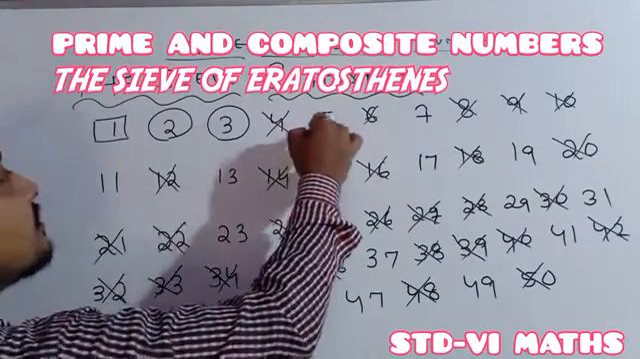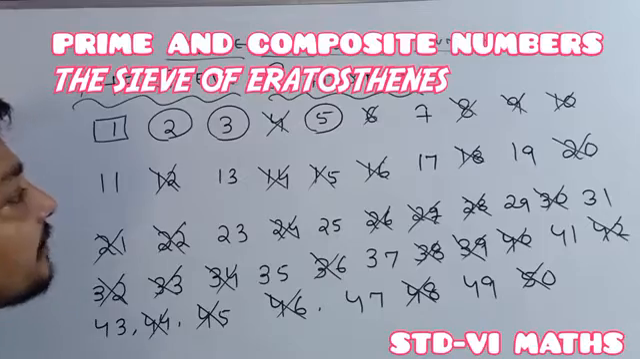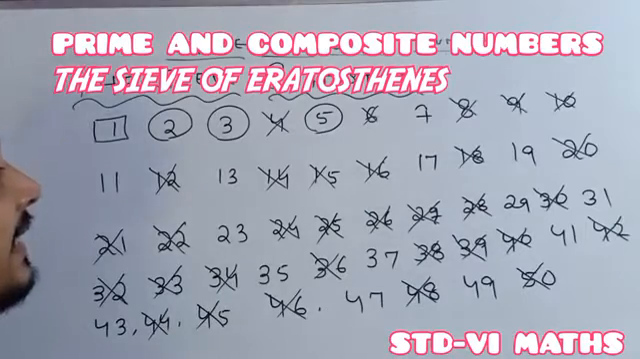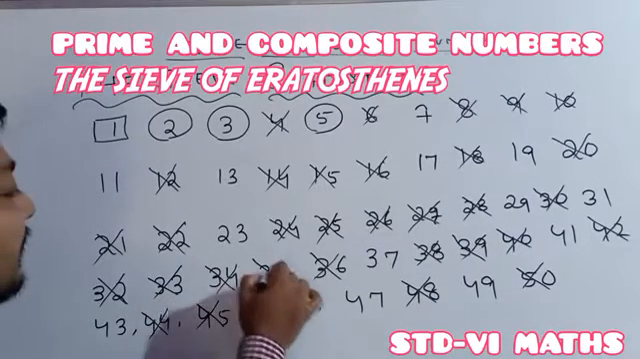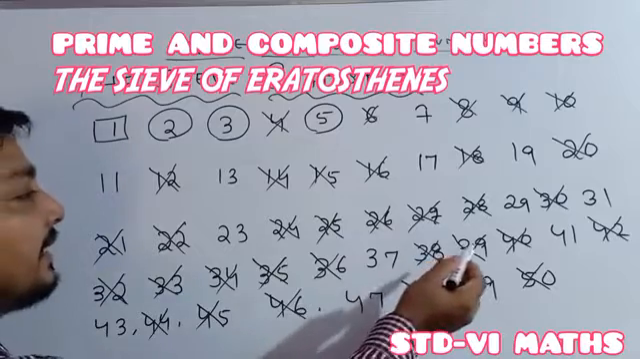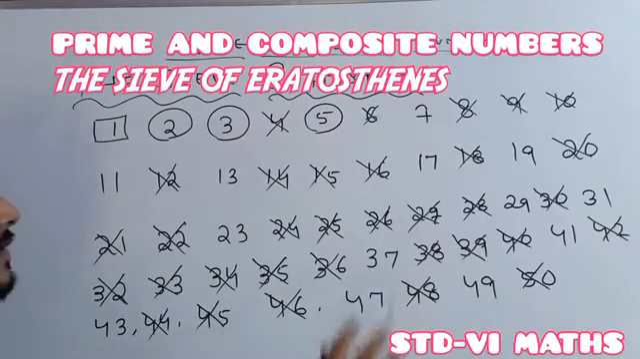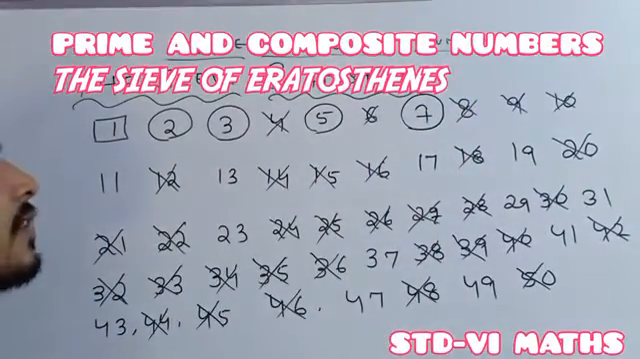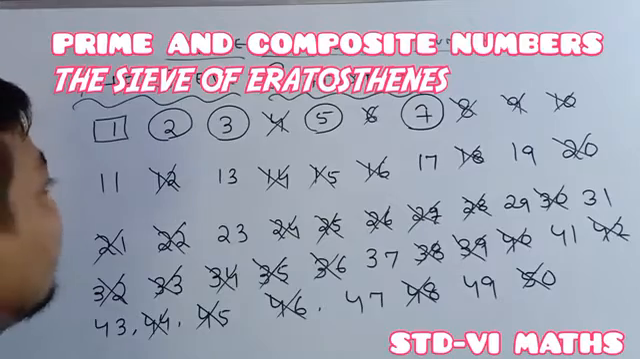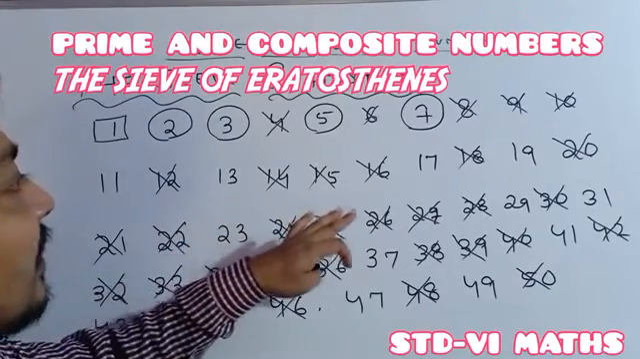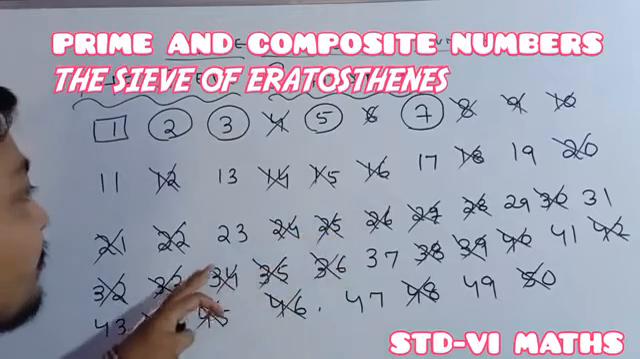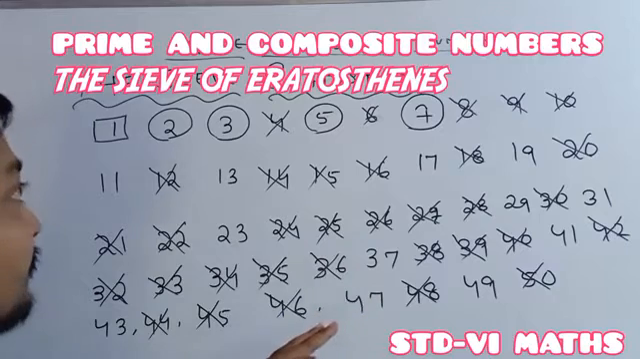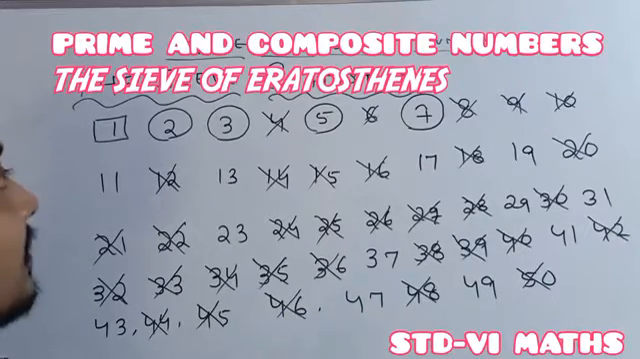Then after, the multiples of 5: 10, 15, 20, 25 cancelled. Then 30, 35 cancelled. Then 40 cancelled. 45, 50 also cancelled. Then we cancel the multiples of 7: 14, 21, 28, then 35, 42, then everything is cancelled.